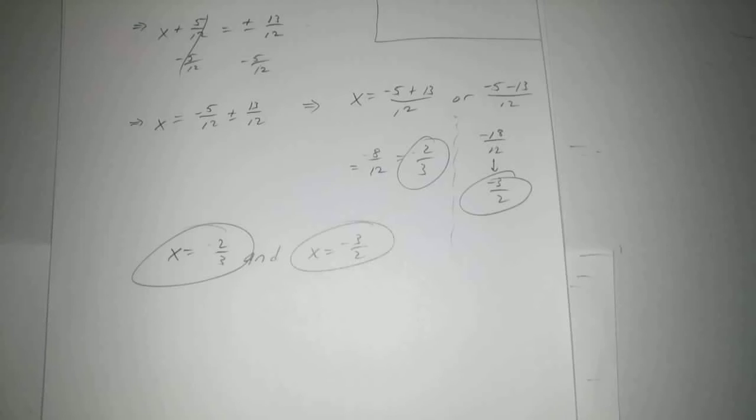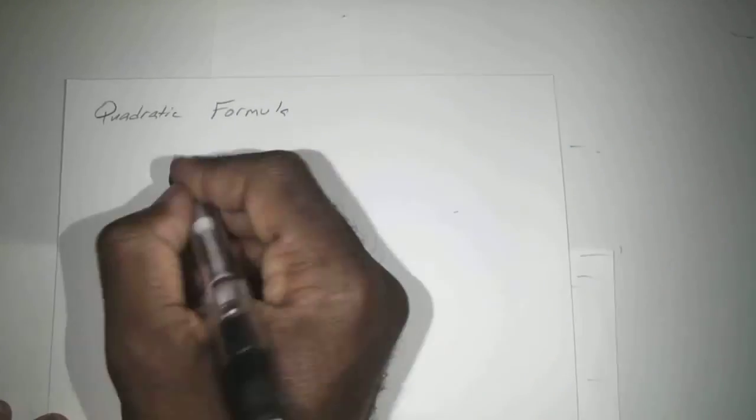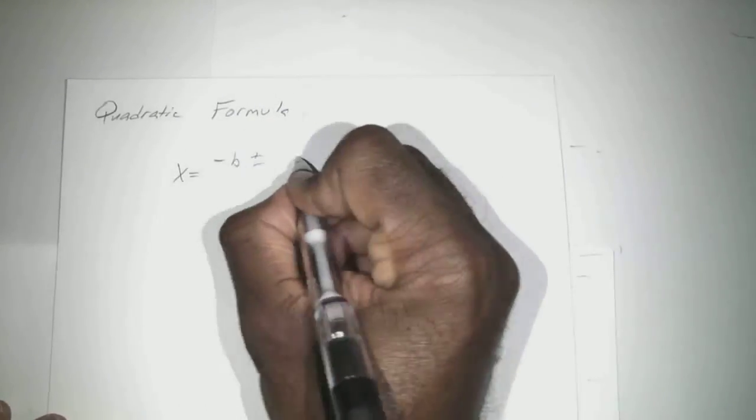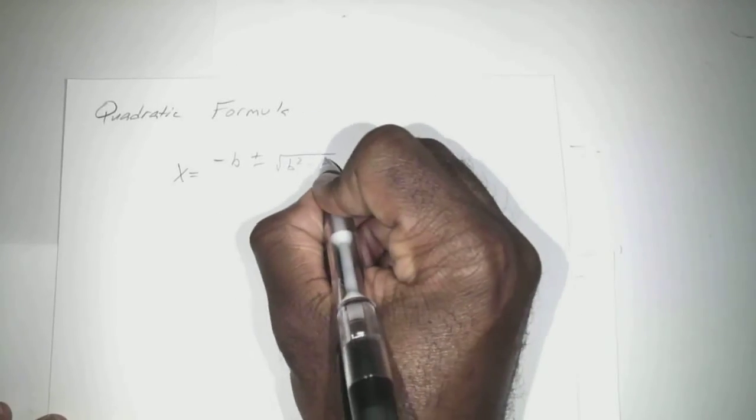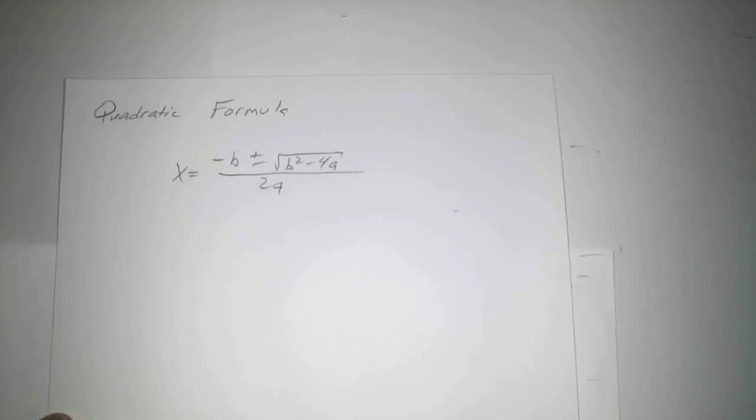Alright, so next we're going into the quadratic formula, which you hopefully remember. X equals negative b plus or minus the square root of b squared minus 4ac, all divided by 2a. That's your quadratic formula.